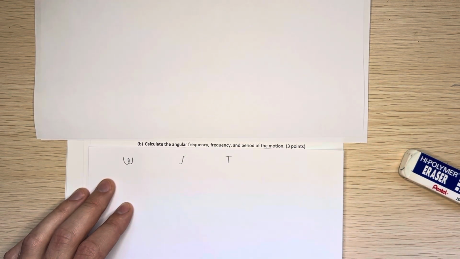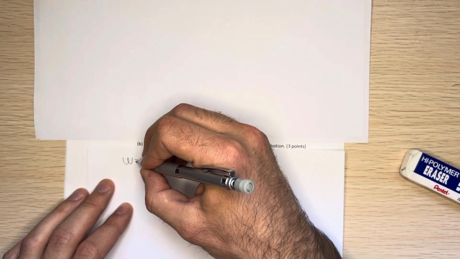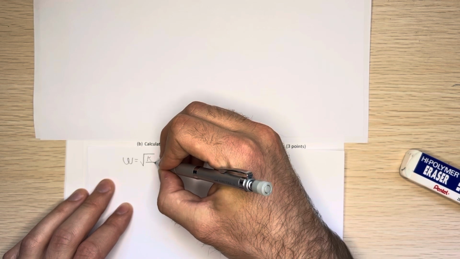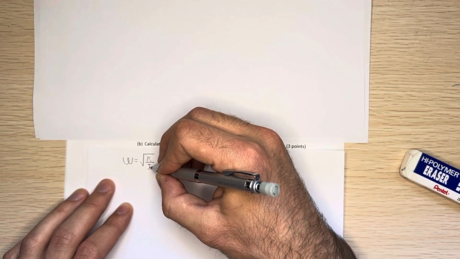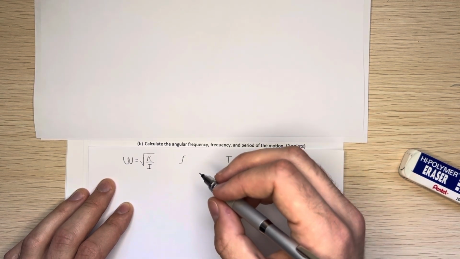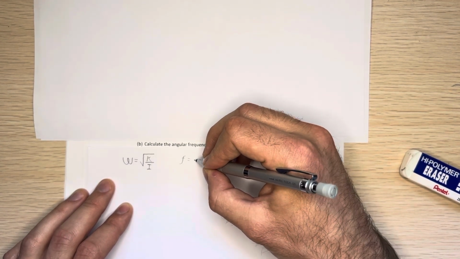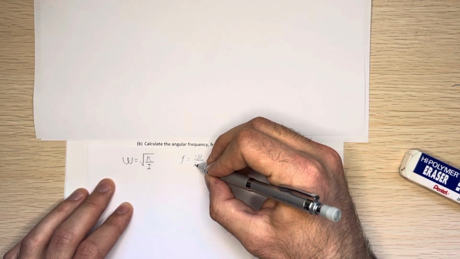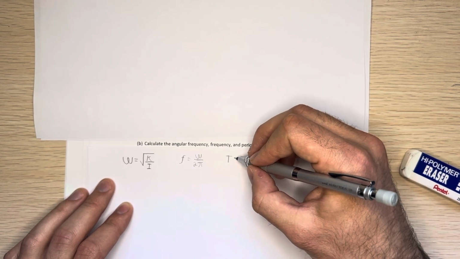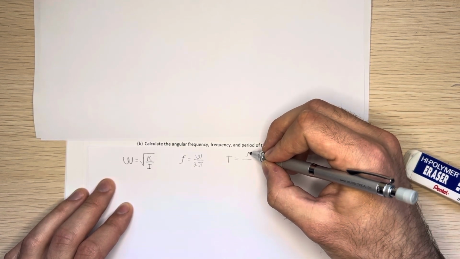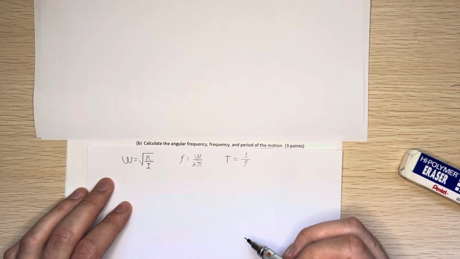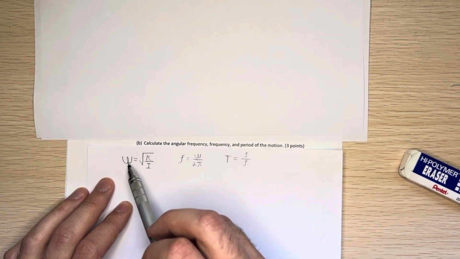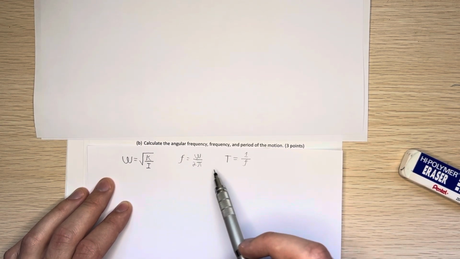All right, and so the equations for each of these: we have omega is equal to the square root of the spring constant over inertia. And then we have frequency, which is equal to omega, or the angular frequency, over 2 pi. And period is equal to 1 over the frequency. So you can see as we go about solving these, they kind of line up perfectly. Once we get omega, we can find frequency, and once we find frequency, we can get period.